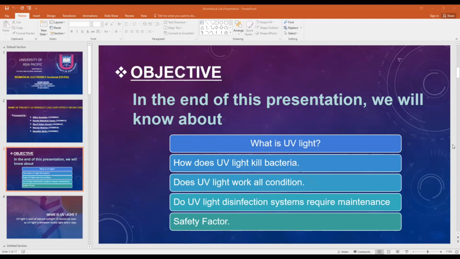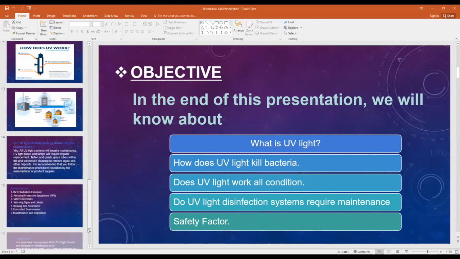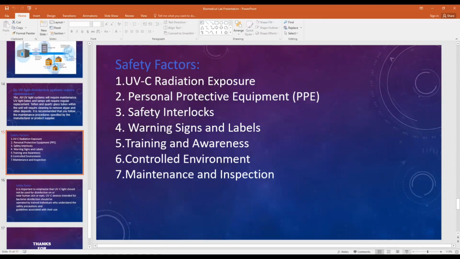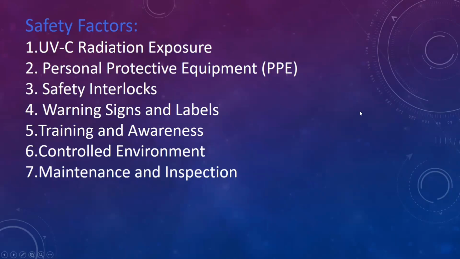Now I am describing the safety factor. The safety factors are radiation exposure, personal protective equipment, safety interlocks, warning signs and labels, training and awareness, controlled environment, maintenance, and inspection.